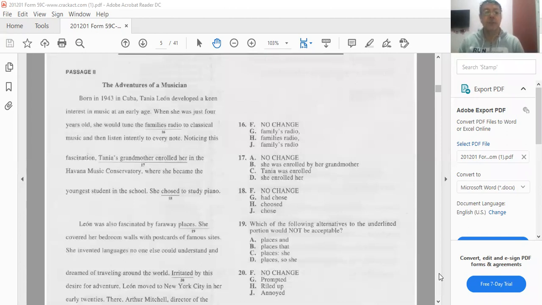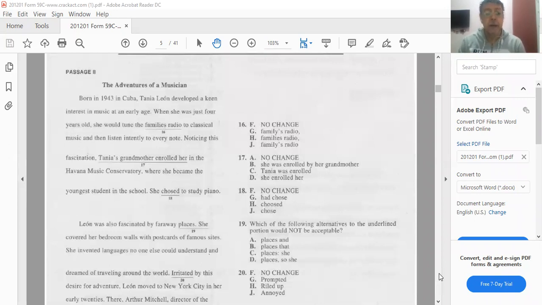Okay, let's read the first sentence, first question. When she was just 4 years old, she would tune the family's radio to classical music. So, family's radio should be in the possessive case, and choice J is the best answer. That is one family's radio. So, family apostrophe S radio, not families plural. J is the best answer. That is her family's radio.